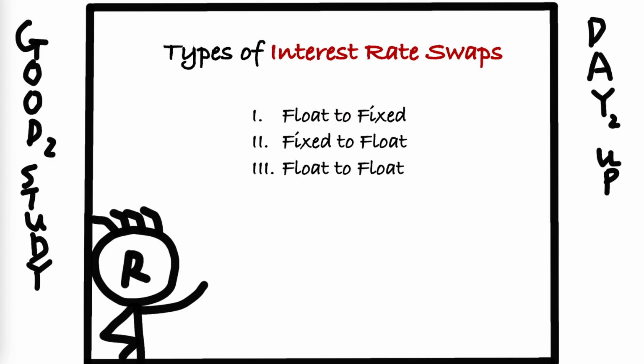There are mainly three types of interest rate swaps. Float to fix, which means that you swap a float payment for a fixed payment. Fixed to float, you swap a fixed payment for a float payment. Float to float, you swap your float payment for another float payment. So what about fixed to fix? Fixed to fix makes more sense when you have cross-currency swaps, but we're not going to talk about that. For this video, we only talk about single currency swaps. We'll talk about cross-currency swaps in another video.